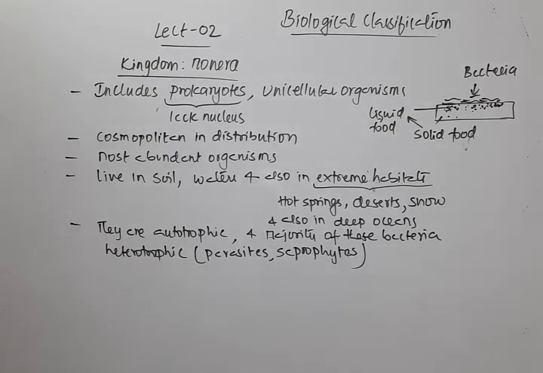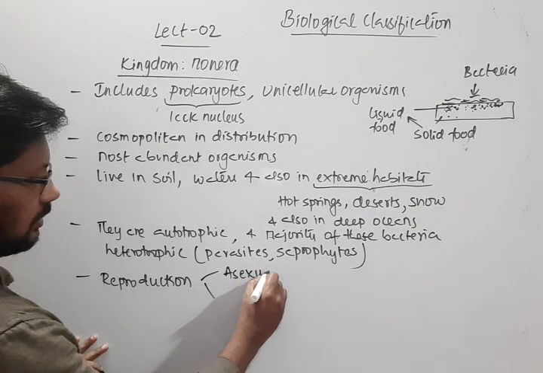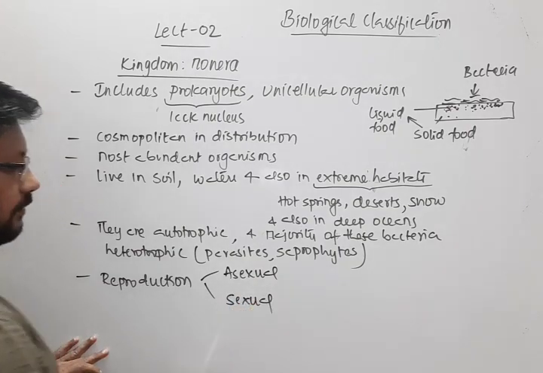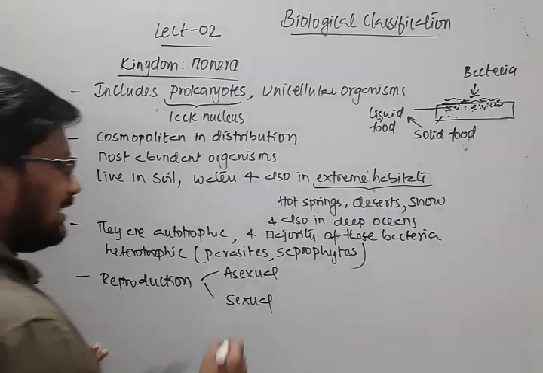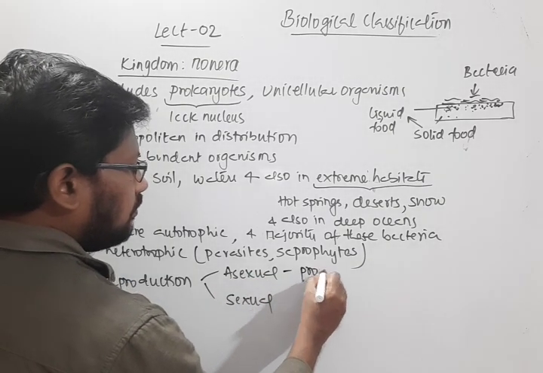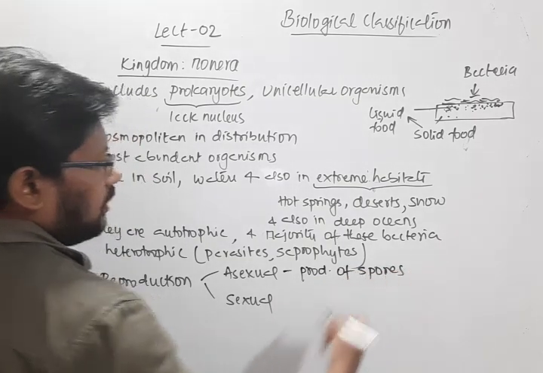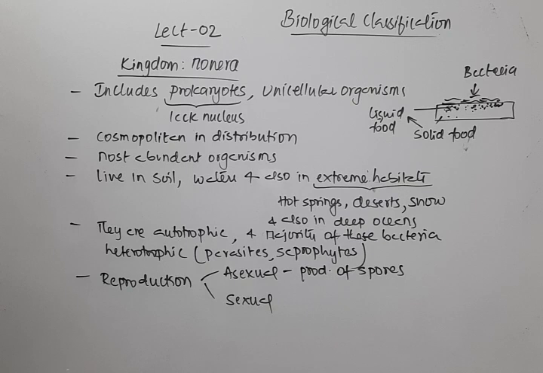Okay, then coming to reproduction. How reproduction takes place here: the reproduction involves both asexual and sexual modes of reproduction. The asexual mode of reproduction involves the production of spores. Of course, in sexual reproduction also we will see the formation of spores. Those spores will be different because they are formed by the union of gametes.